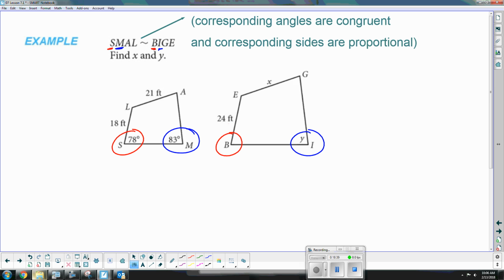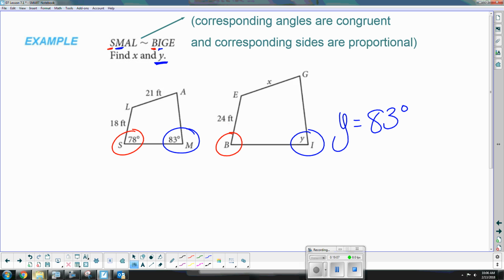So the first question asks you to find a side X. So we're looking for X, and we're looking for Y. Well, we know that angle M and angle I are congruent, and angle Y is the same as angle I. So Y equals 83 degrees. Now the second part is to find side X.